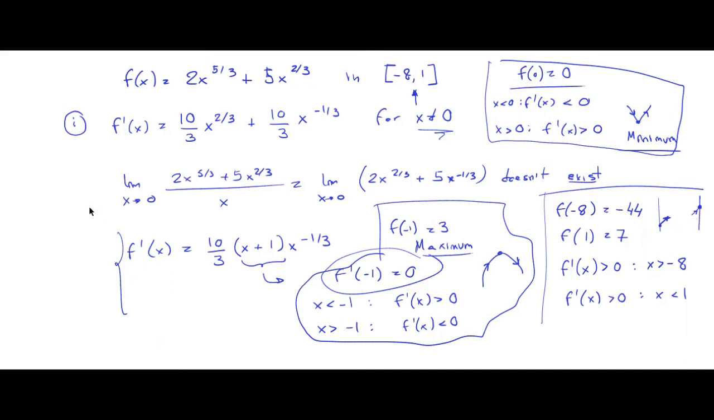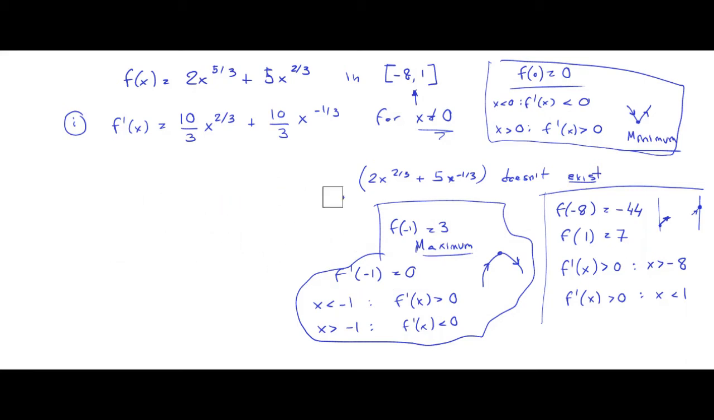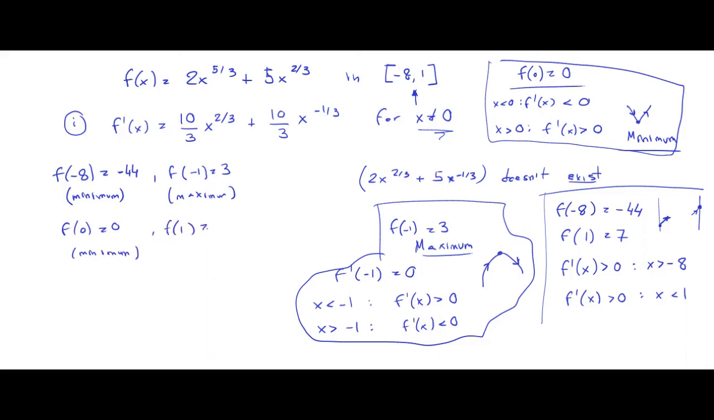Taking this all together, f at -8 is -44, and we know it's a minimum. f at -1 is 3, and we know it's a maximum. f at 0 is 0, and we know it's a minimum. And f at 1 is 7, and we know it's a maximum.